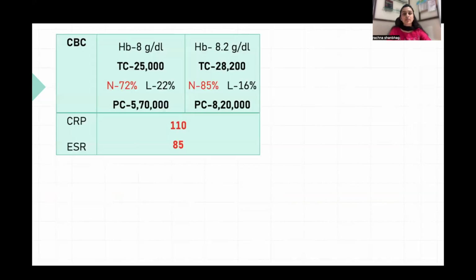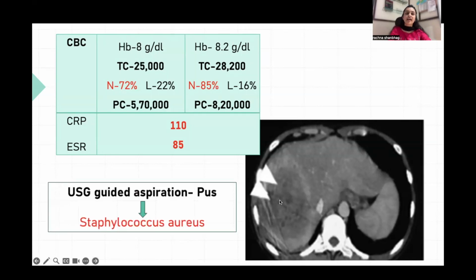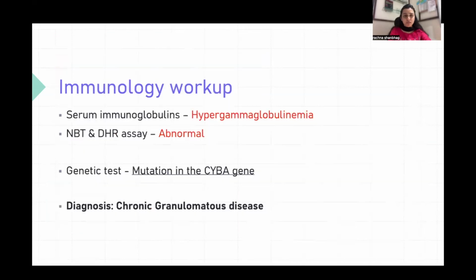When we look at her CBC, here we can see that she also has neutrophilic leukocytosis and significant thrombocytosis with elevated CRP and ESR. A contrast-enhanced CT scan is performed as a part of the PUO workup, and what we find is a multiloculated abscess in the right lobe of her liver. A USG-guided aspiration of the pus is performed and the organism isolated is Staphylococcus aureus.